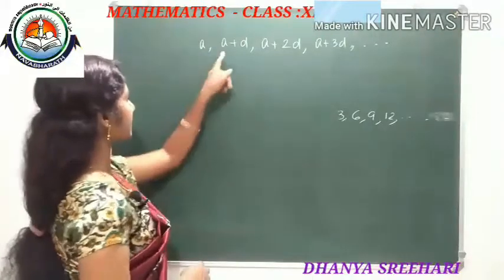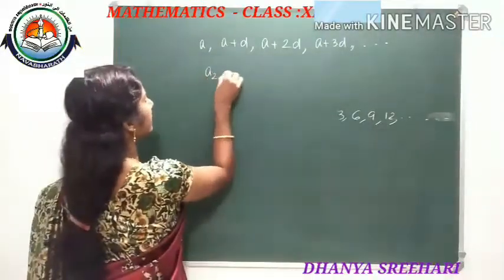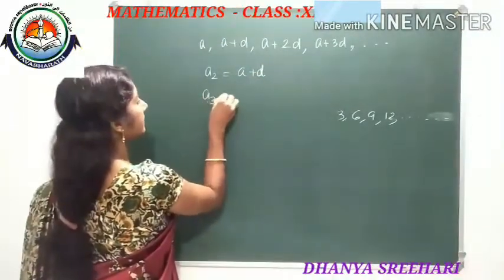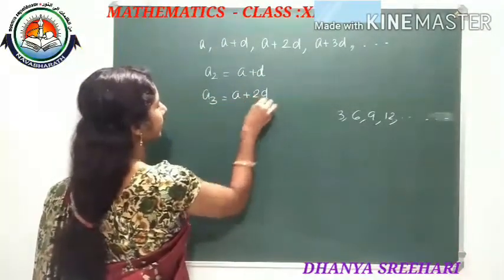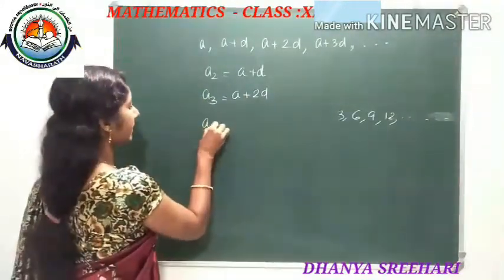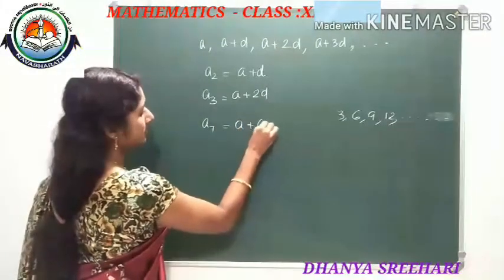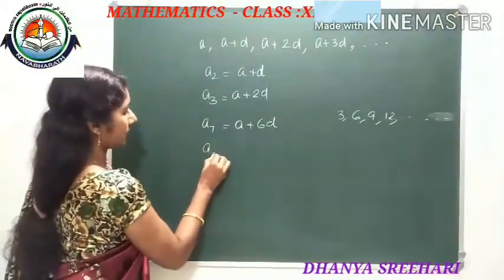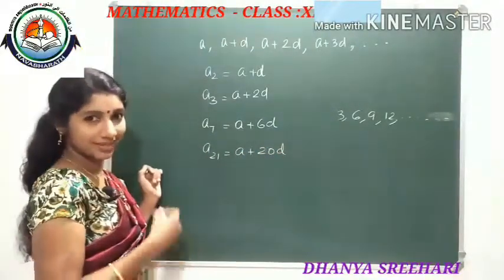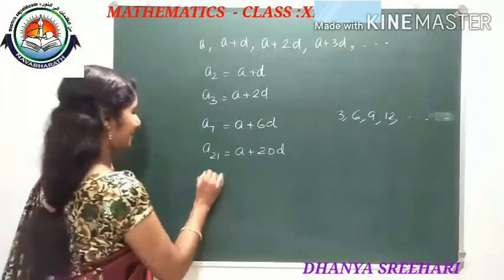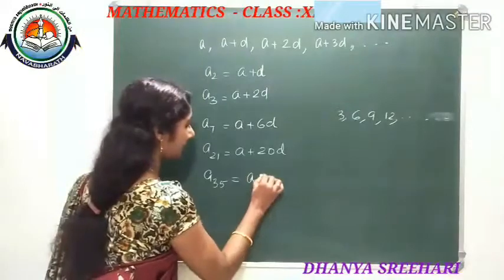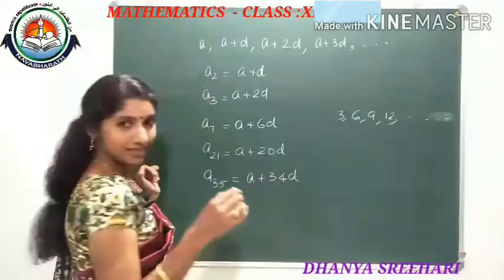So the number of elements or number of terms in the AP. And we have discussed the second term is A plus 1D. The third term we got as A plus 2D. This notation you can use: A3, A suffix 3. Suppose A7, the seventh term will be A plus 6D. 21st term will be A plus 20D. Tell me with me. 35th term, how will it come? A plus 34D. Isn't it?